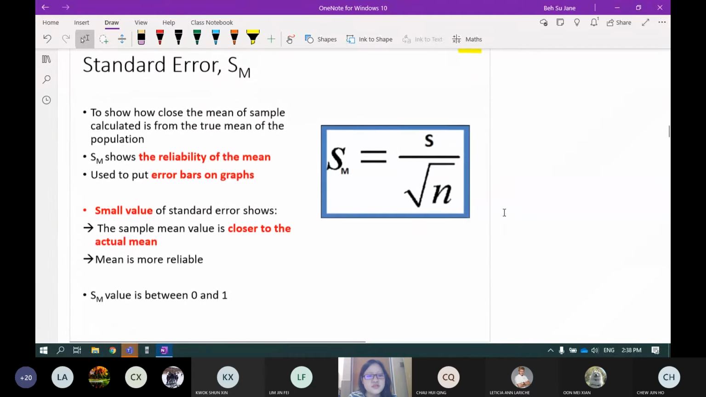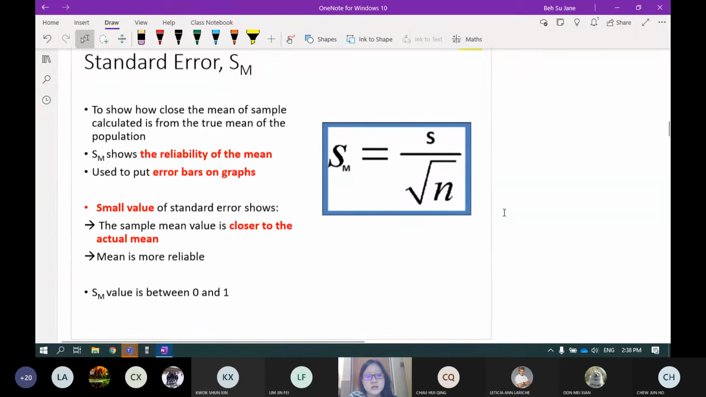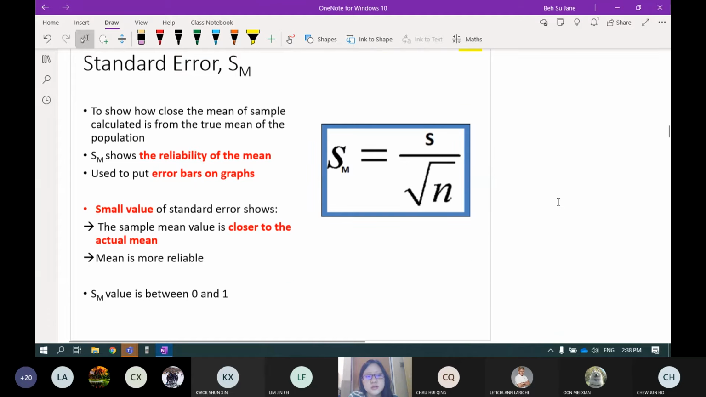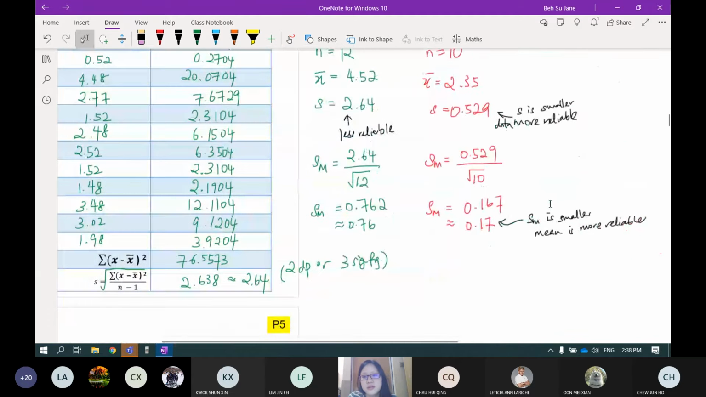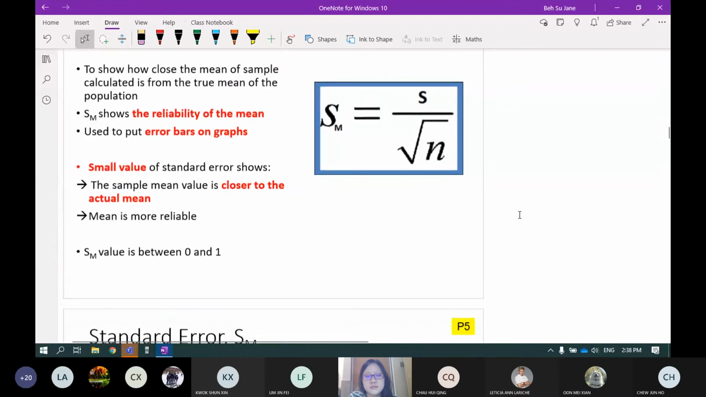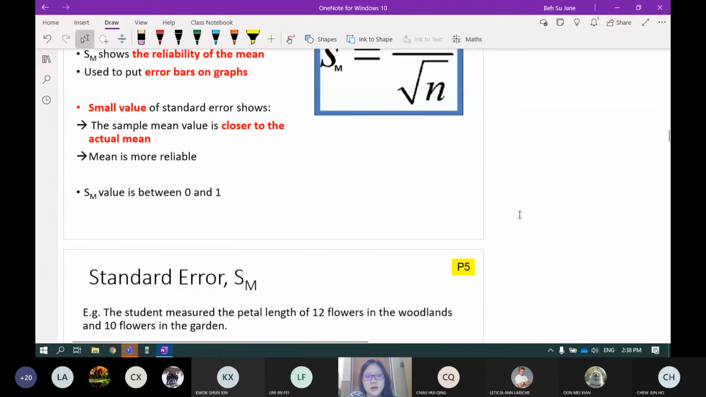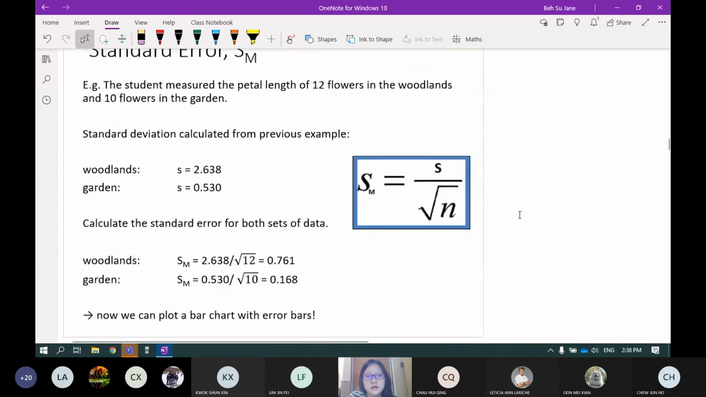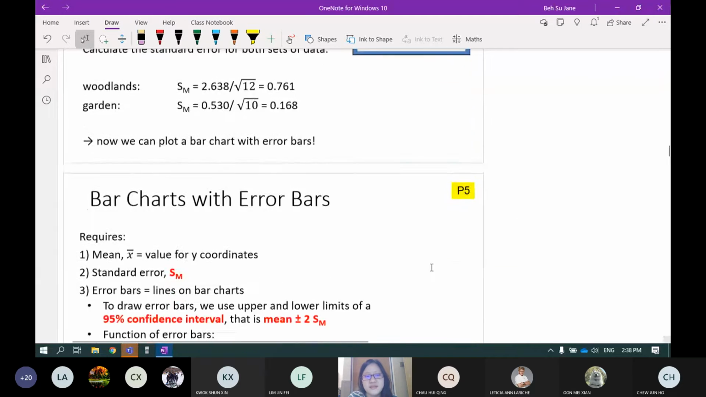Anyone has any more questions so far? Everyone okay? So again, the error value is between 0 and 1. Is ours between 0 and 1? Yep. So that's correct. That's to be expected. I did type it down.